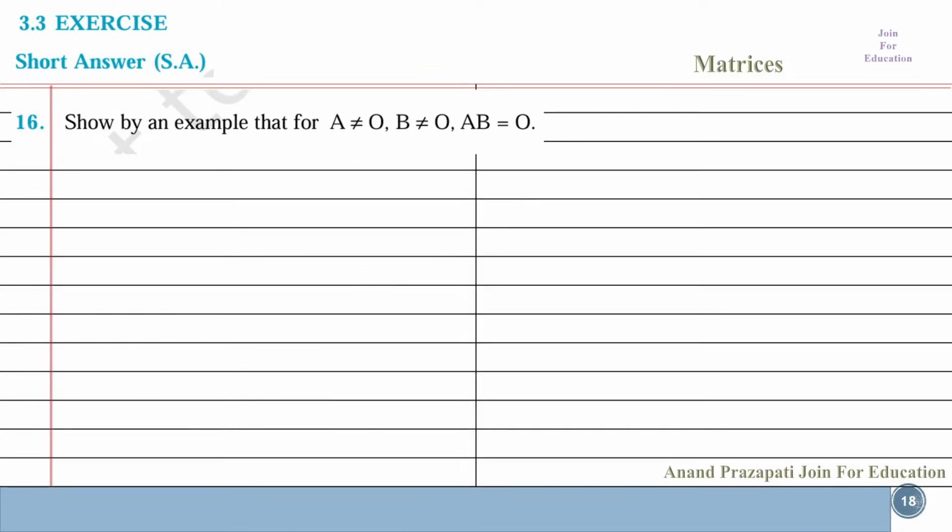Let's see question number 16. We saw by an example that A is a non-zero matrix, B is also a non-zero matrix, and the product of A and B is the zero matrix. Let's see the solution of this question.